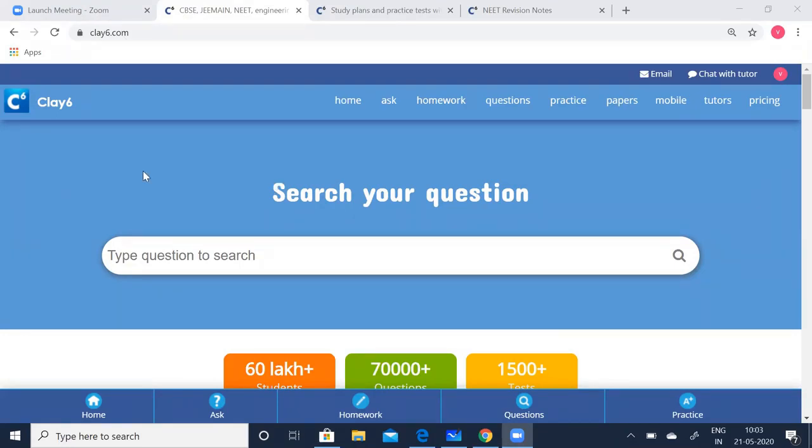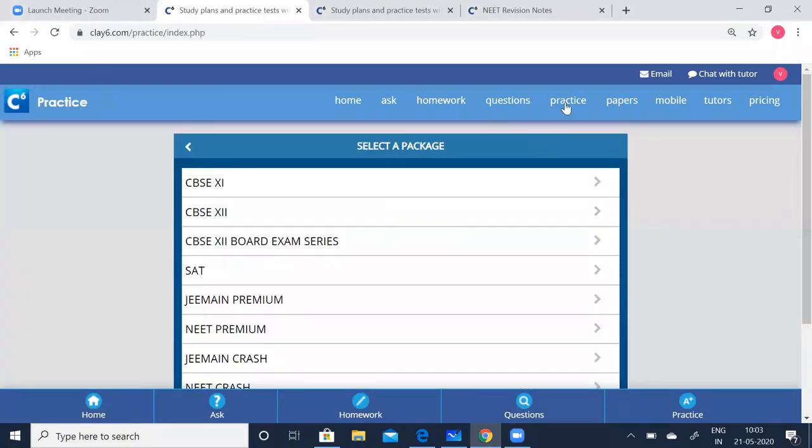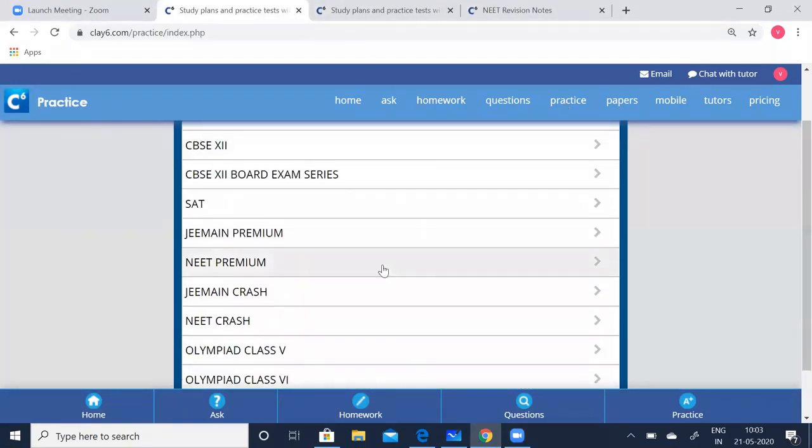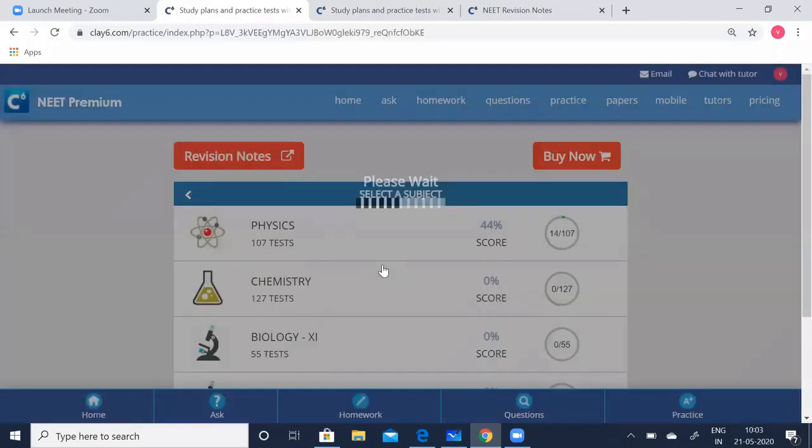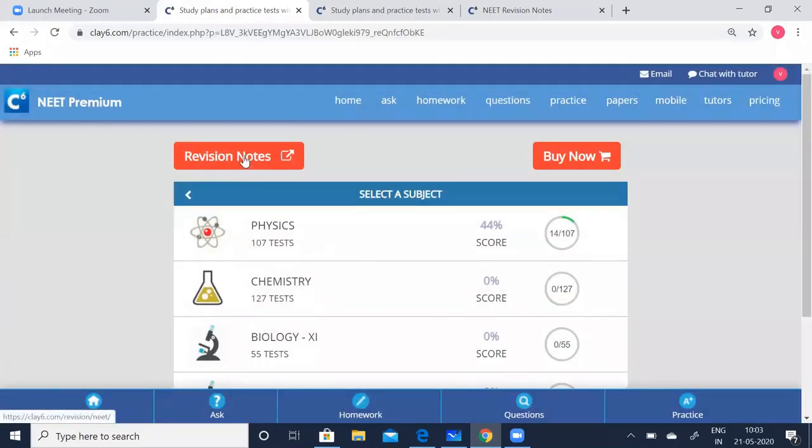First of all, go to clay6.com. This is our home page. Go to the practice section. You have different packages. Select the NEET Premium package. There you can see the revision notes. Click on that.